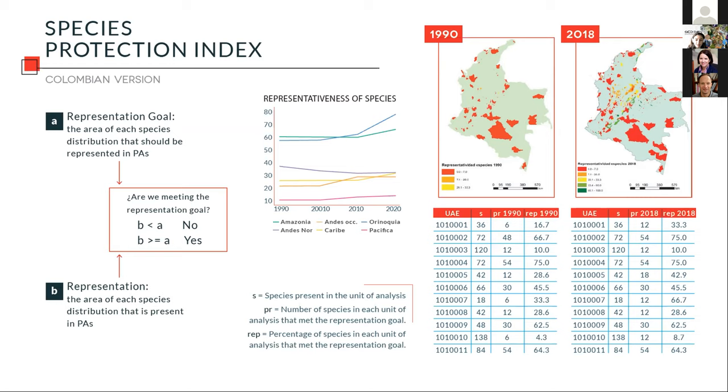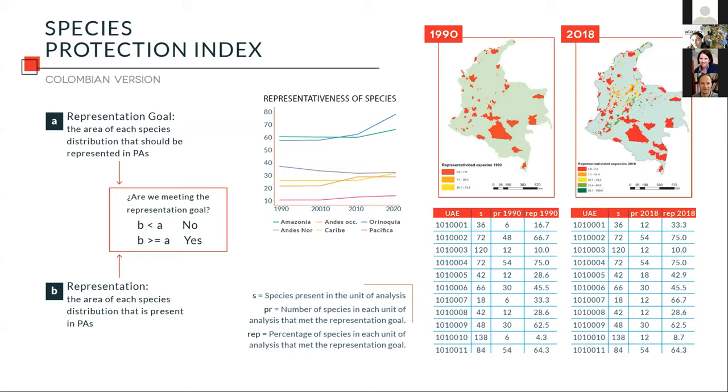So the country is split around different units of analysis. That is the number you can see in the first column, UAE. And for each of those units, you have a number of species that are present, that is S. Then you have the number of species that have met their representation targets, that is PR, in the next column. And then you have simply a percentage of the species in each of those units that meet the target. And that is the indicator, that percentage you can see there.